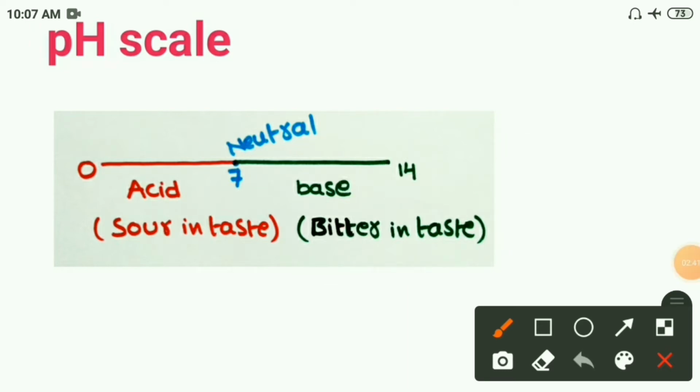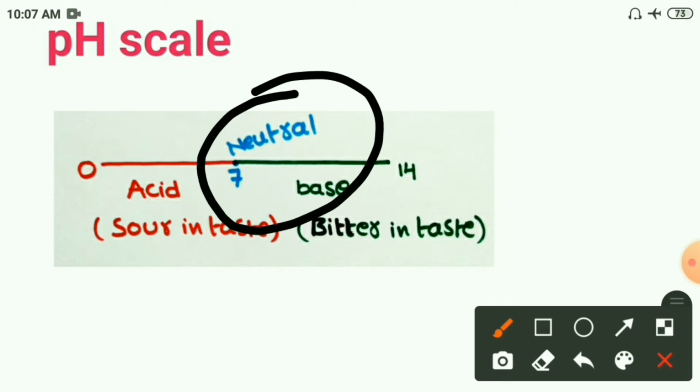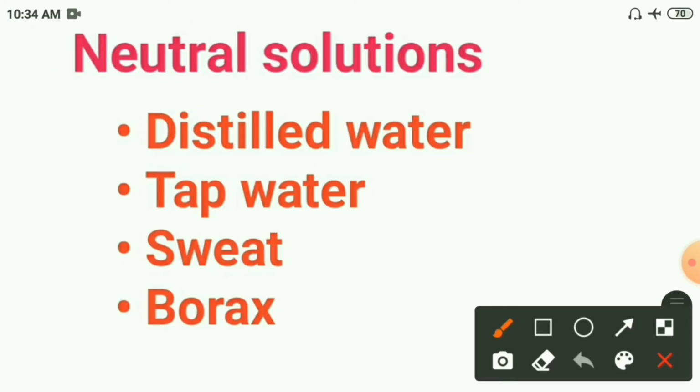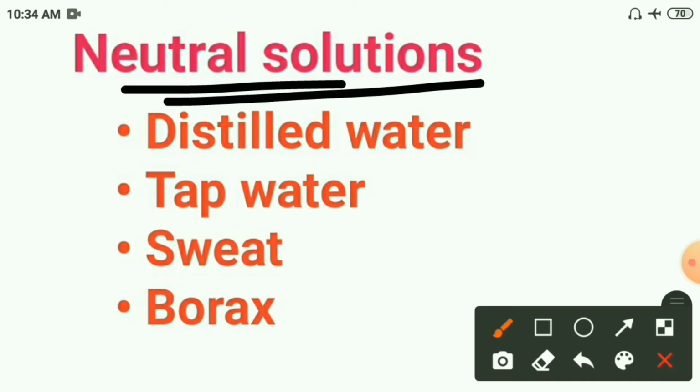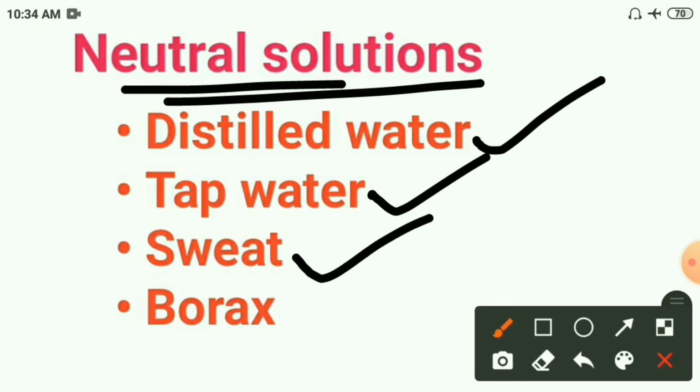If the pH value of a solution is exactly 7, the solution is called a neutral solution. Examples of neutral solutions are distilled water, tap water, sweat and borax. These neutral solutions have a pH value of exactly 7 on the pH scale.